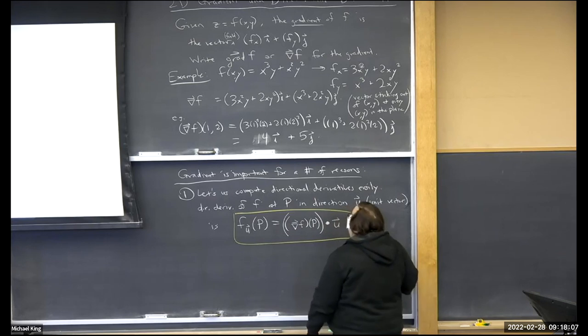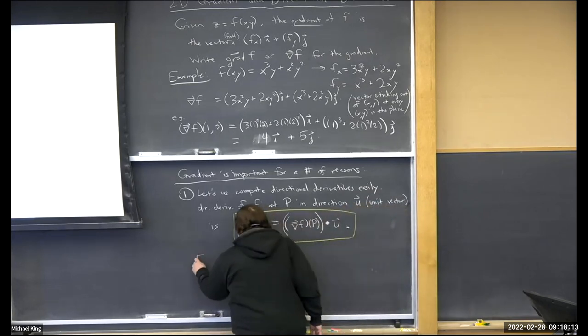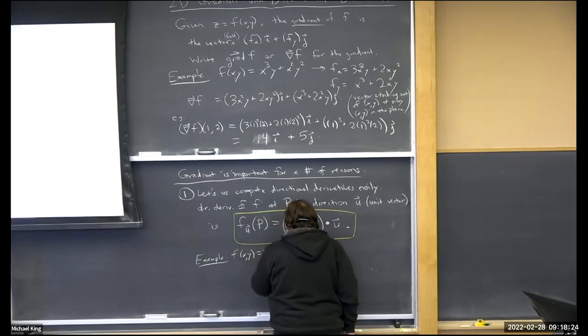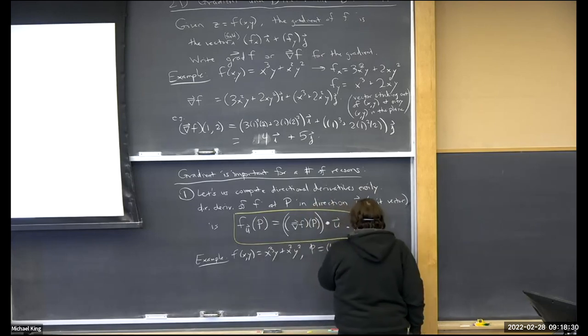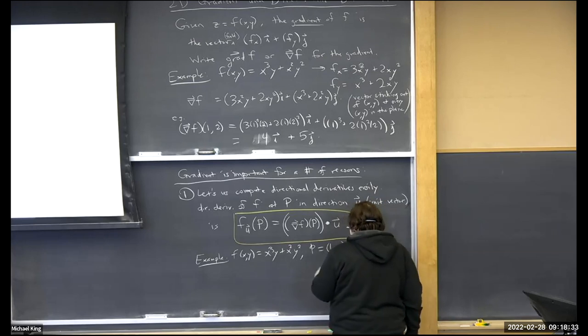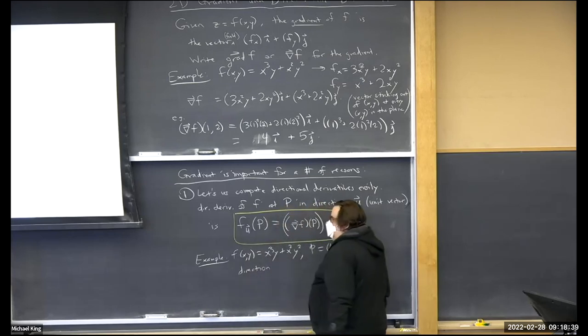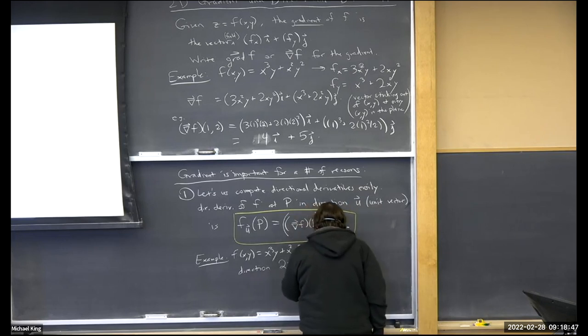And as an example, let's look at this same function at this point, but let's pick a direction. So example, f of x comma y is x cubed y plus x squared y squared. P is the point 1, 2. And let's just say the direction is, I don't know, let's go in the 2, -3 direction. 2i minus 3j.